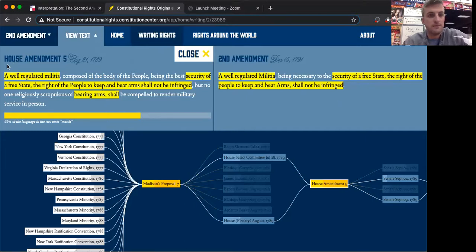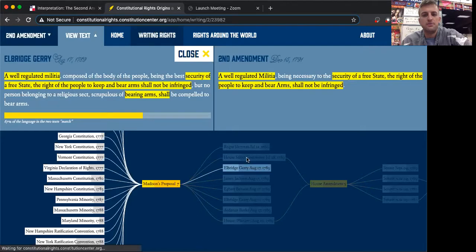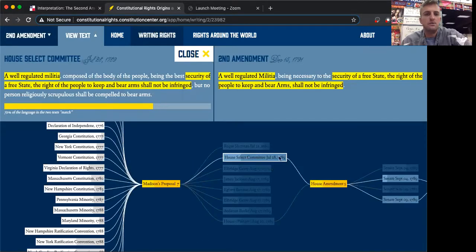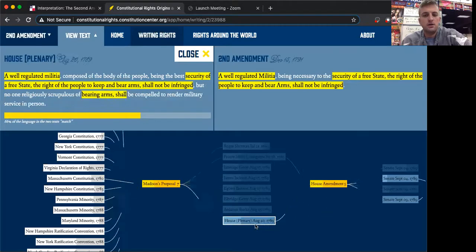But there was an amendment to it on August 21st, 1789: a well-regulated militia composed of the body of the people, being the best security of a free state, the right of the people to keep and bear arms shall not be infringed, but no one religiously scrupulous of bearing arms shall be compelled to render military service in person. And you can literally click through all of these interpretations, and you can see a clear tie between this one here and the actual Second Amendment. And then let's look at this one here, a well-regulated militia.